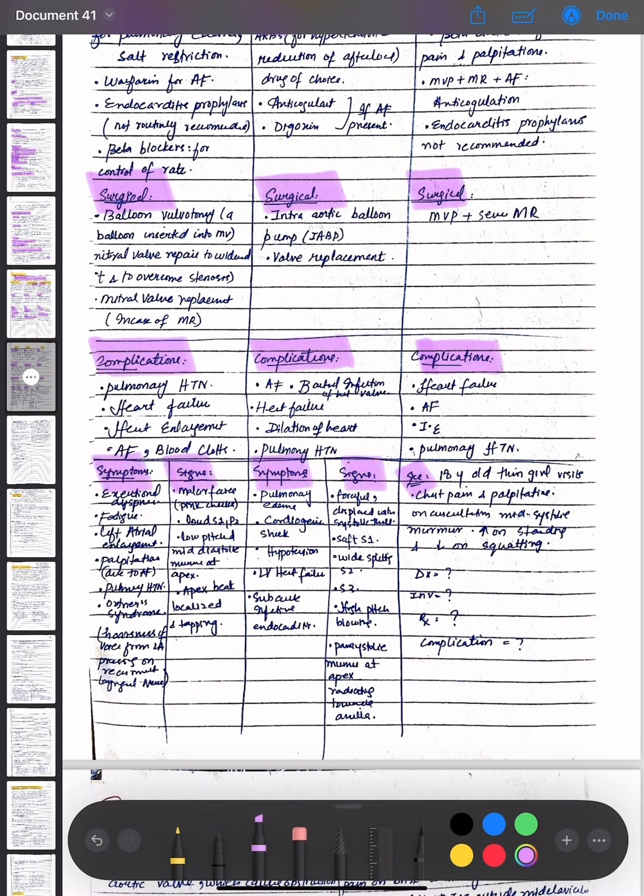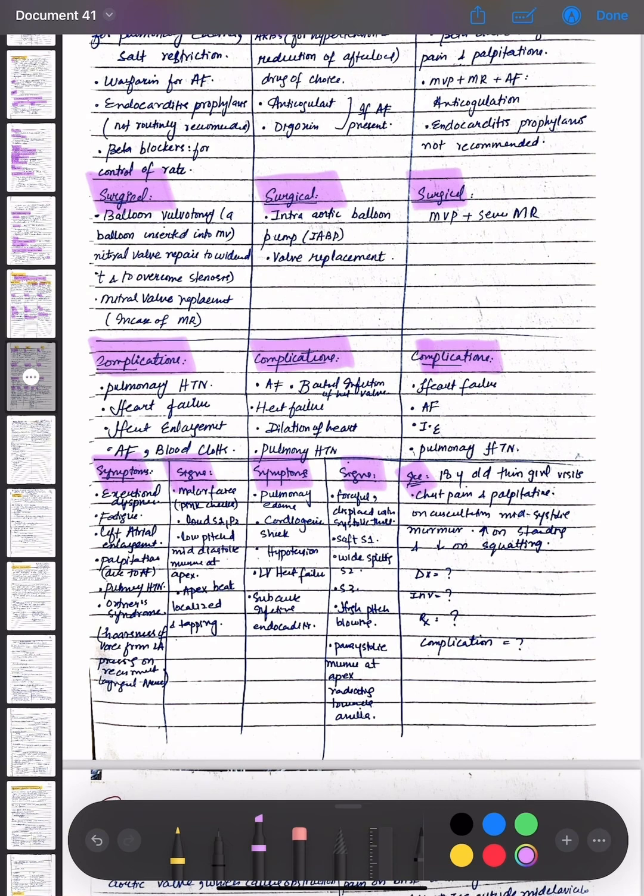The mitral stenosis symptoms are exertional dyspnea, fatigue, left atrial enlargement, palpitations due to atrial fibrillation, pulmonary hypertension, and Ortner syndrome, hoarseness of voice from the left atrium pressing on the recurrent laryngeal nerve. The signs are malar facies, pink cheeks, loud S1 and P2, and a low pitch mid diastolic murmur at the apex, with the apex beat localized and tapping.